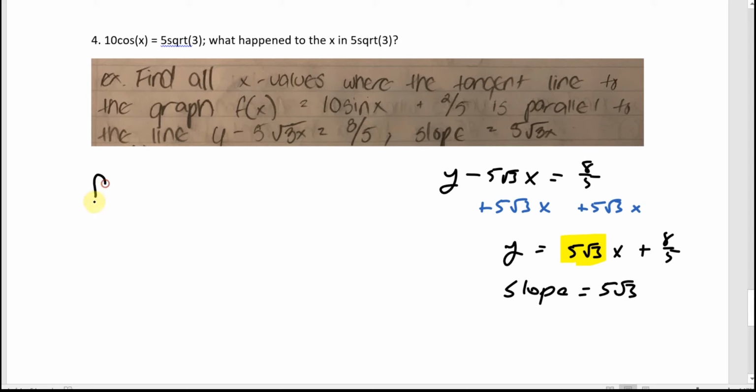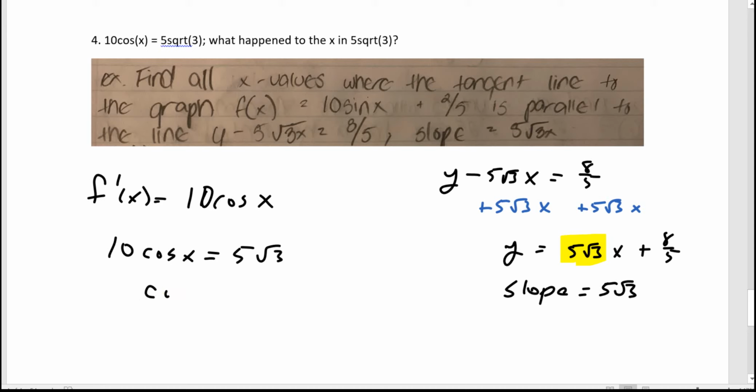Okay, so where is the tangent line of that graph equal to that? So what we want then is, what is the derivative? Because the derivative tells us the slope at any point on that graph, right? So if f of x is 10 sine of x plus 2/5, then f prime of x is 10 cosine of x. Now we want to know, where is that equal to 5 square root of 3? So when is 10 cosine of x equal to 5 square root of 3? We could divide both sides by 10. Then cosine of x is going to be square root of 3 over 2, because we're just dividing this by 10, dividing that by 10, and we reduce our little fraction.